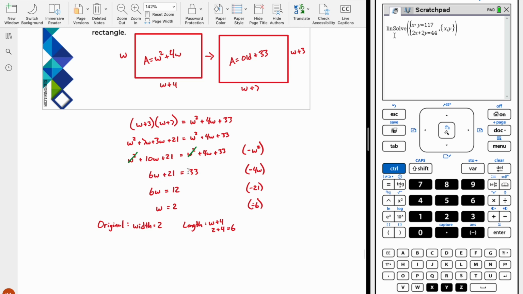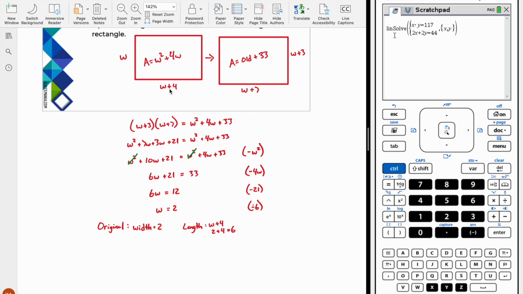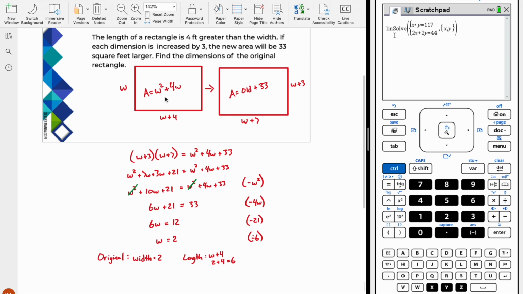We're going to subtract 21 from both sides and end up with 6w is equal to 12. And we're going to divide by 6 on both sides, which gives us w is equal to 2. Here the original width is 2, and once we plug w into our length, we end up with our length being 6. Now keep in mind, every time that we have some form of word problem, double check your units to be sure that it is accurate. So in this case, it would be 2 feet by 6 feet.